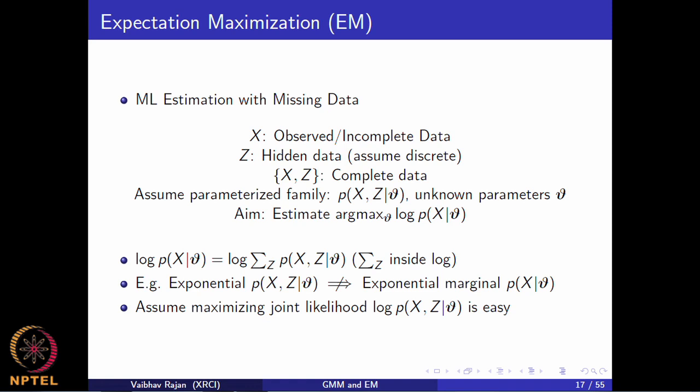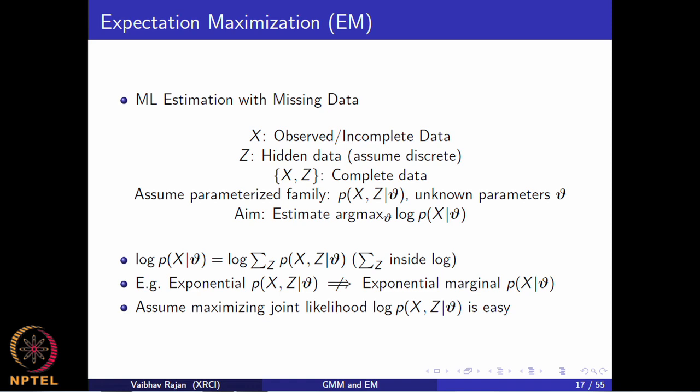We denote by x and z the complete data, the observed data plus the hidden data, and we assume some parameterized family from which this data is generated, like a Gaussian or exponential, and we do not know the unknown parameters which we want to estimate. We start seeing connections with the Gaussian mixture case, because if you take the marginal probability here, you again see a summation coming inside the log, and this again poses problems.